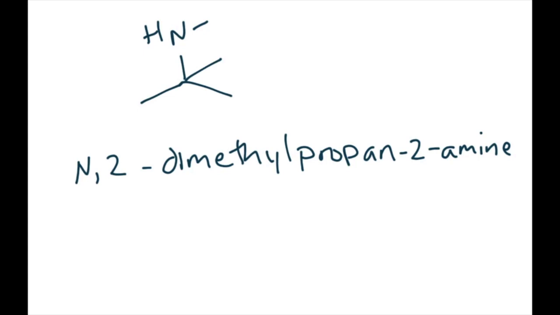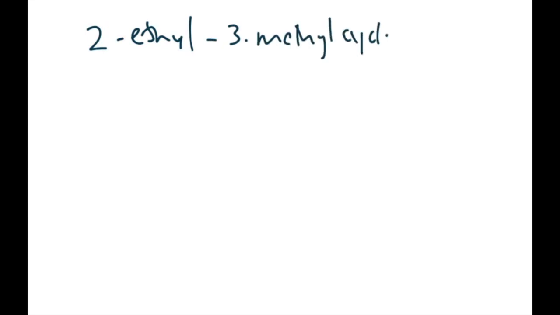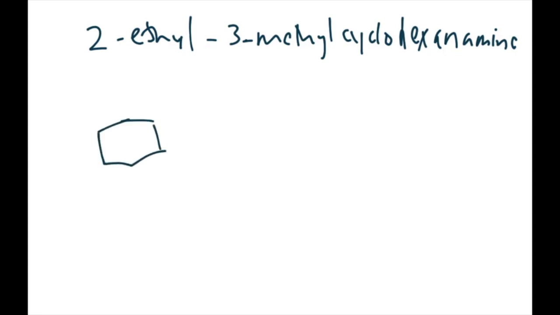So, you know, it'll be something like, let's say, 2-ethyl, no, can't do 2-ethyl. I can. 2-ethyl, 3-methyl, cyclohexane, amine, right? So if I give you the name, and then give you a collection of structures, you should be able to pick out the right one.